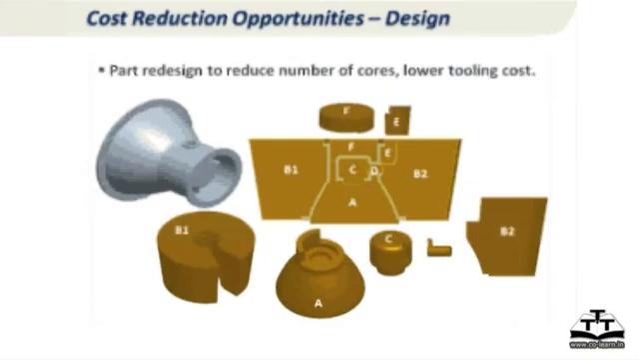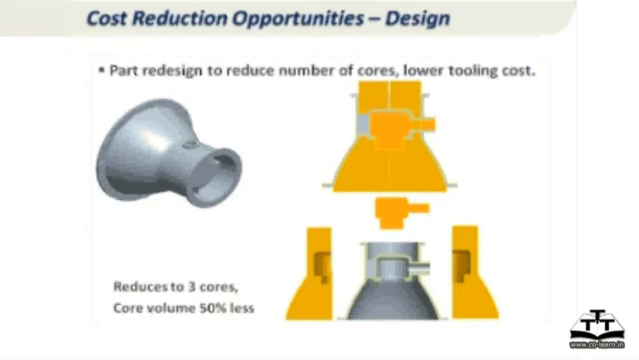Okay, last example here. The part looks very innocent on the left side, left top, but actually to make it you need how many cores? Okay, all those cores can be reduced. This is the first initial thing, and now by redesigning the part a little bit, you are now reduced to only 3 cores. Maybe there are about 7-8 cores, reduced to 3 cores. Core volume also reduced to one half.